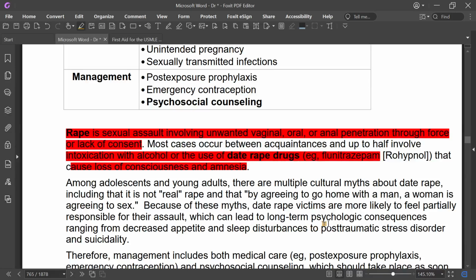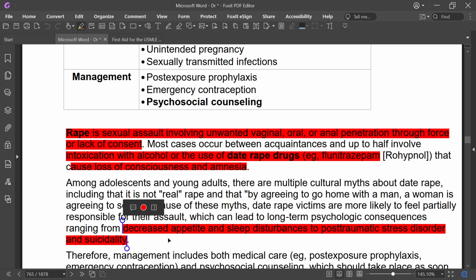There are multiple cultural myths about date rape, including that it is not real rape, and that by agreeing to go home with a man or a woman, one is agreeing to sex. Because of these myths, date rape victims are more likely to feel partially responsible for their assault, which can lead to long-term psychological consequences ranging from decreased appetite to sleep disturbance to PTSD and suicidality.